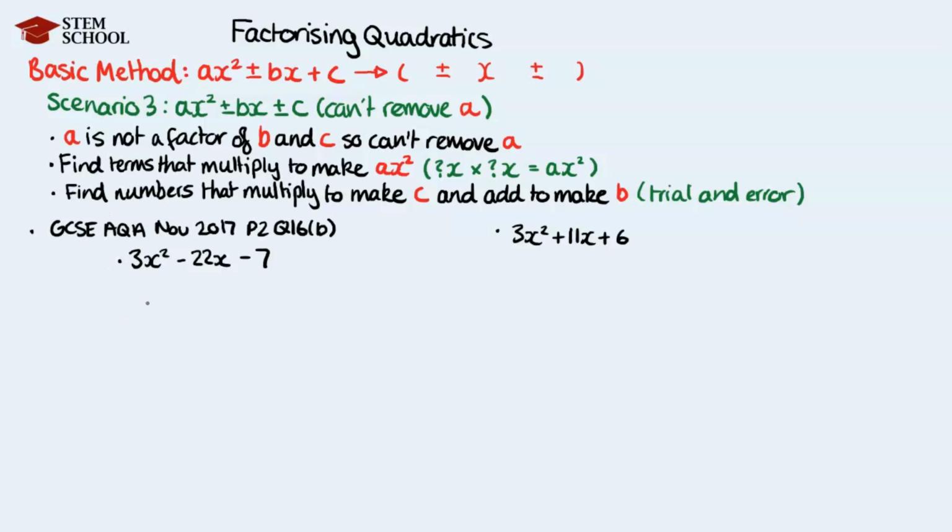So let's look at the first term. We've got 3x squared. So what times what makes 3? So I know this is a simple number because it's just 3 times 1. That's the only combination to make this number. So we can say we'll have 3x here, and then we have x in the second bracket at the beginning.